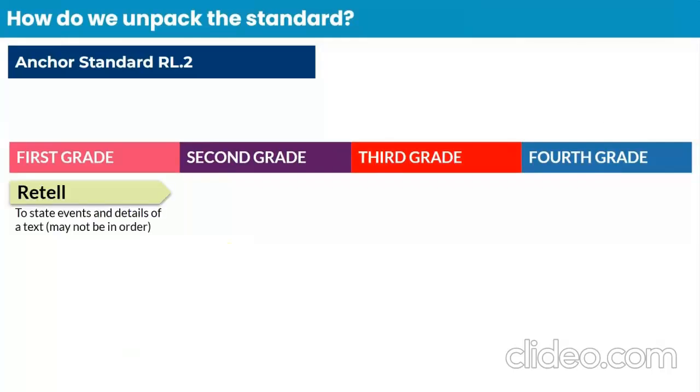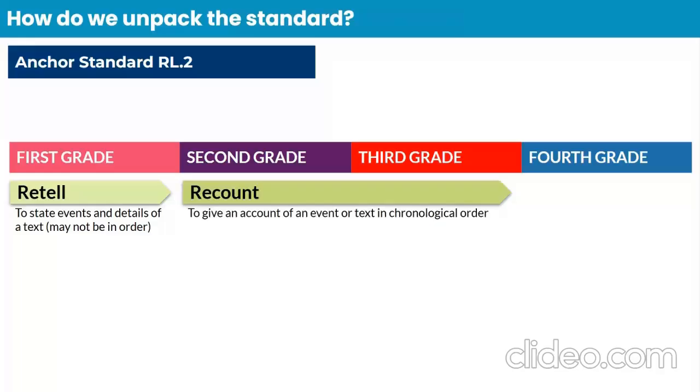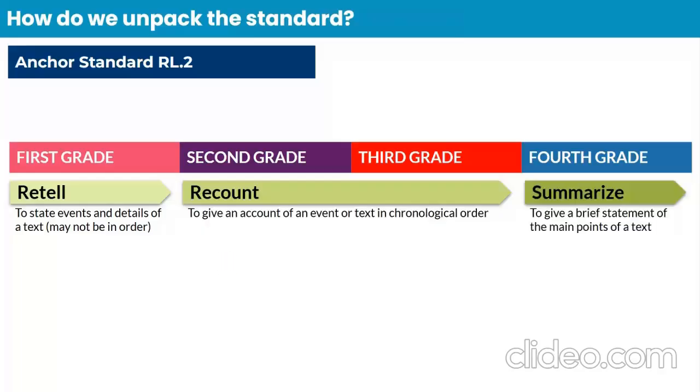Students begin independently retelling stories in 1st grade, but the expectation doesn't require them to retell in order. Beginning in 2nd grade and continuing through 3rd grade, students shift from retelling to recounting. Here, the order matters. Students are expected to recount key events in chronological order. In 4th grade, the cognitive demand shifts from recounting in order to synthesizing a summary of main points.